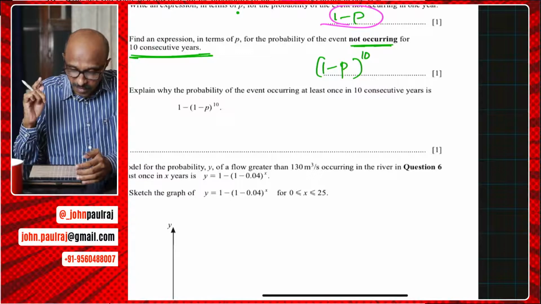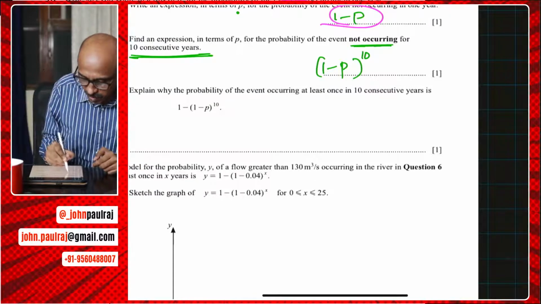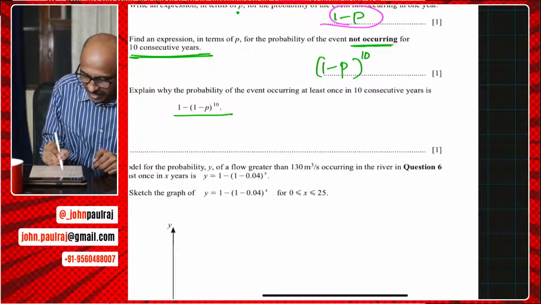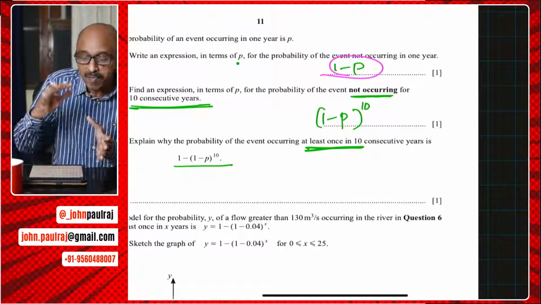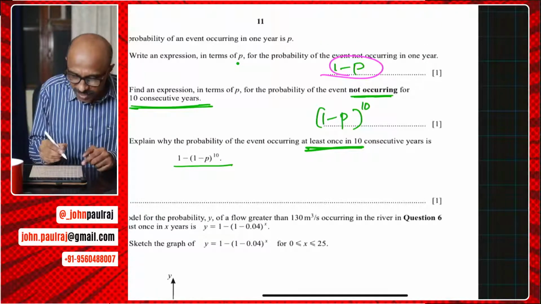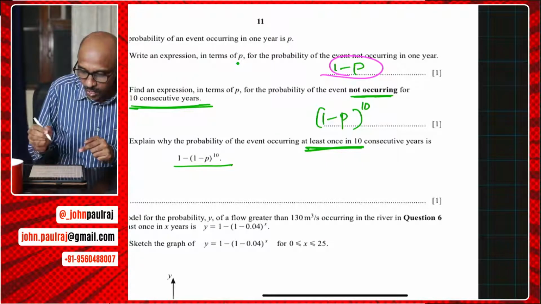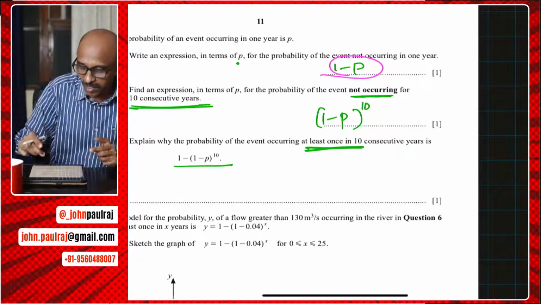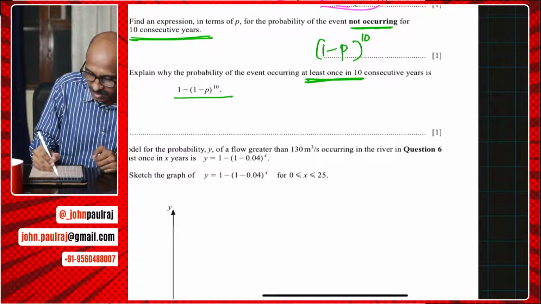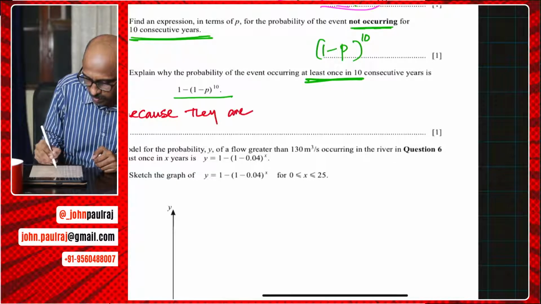Explain why the probability of the event occurring at least once in 10 consecutive years is 1 minus that expression. Okay. Now, whenever you see something like at least once, it's like the complement of not occurring, right? So we already said in the previous part that not occurring is (1 minus P) to the power of 10. So when you say at least once, that's like saying the complement of not occurring at all for the 10 years. So we'd say that is because they are complementary events.